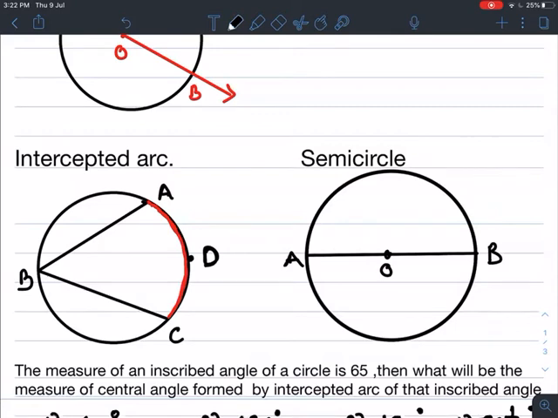If we draw any angle in this semicircle, the measure of that angle is always 90 degrees. This is an important property. This angle is always 90 degrees anywhere. So, at A here, this angle is also 90 degrees. Anywhere if we draw an angle in a semicircle, the measure of that angle is always 90 degrees.